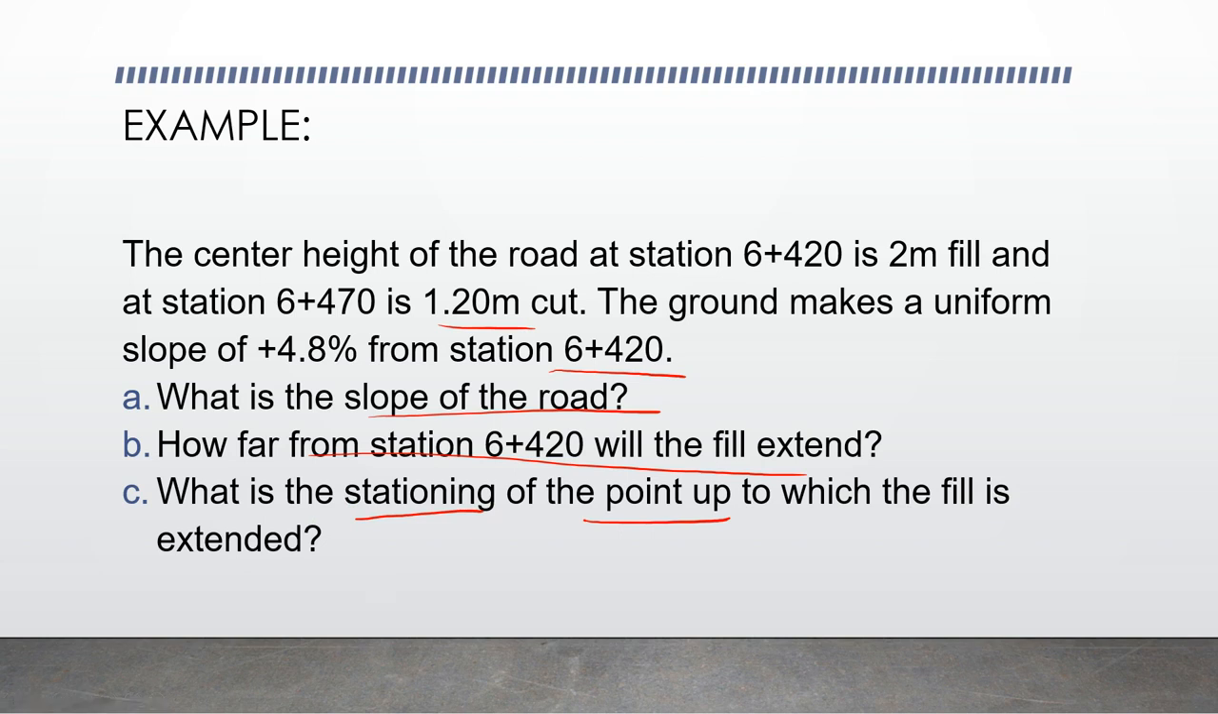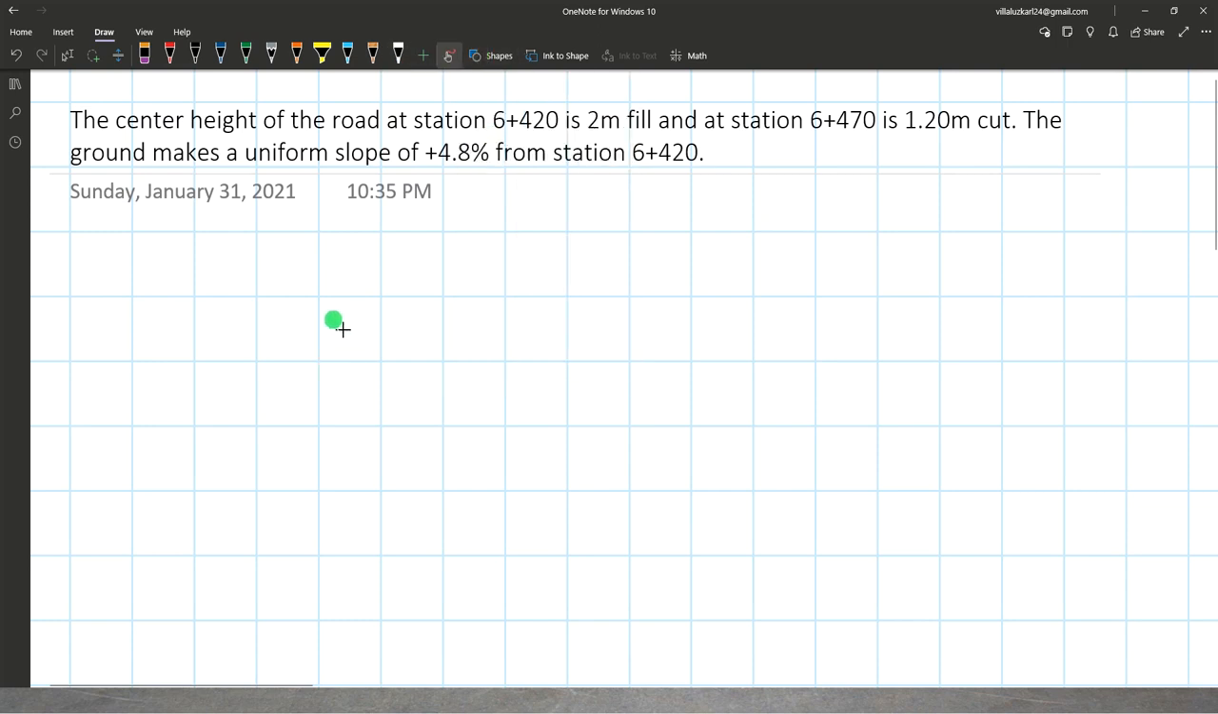So let's draw the figure. We have here a 2 meter fill at 6+420. Since it is a fill, the road is above the existing ground surface, while the existing ground surface is at the bottom. So this is your road, and this is the existing ground.